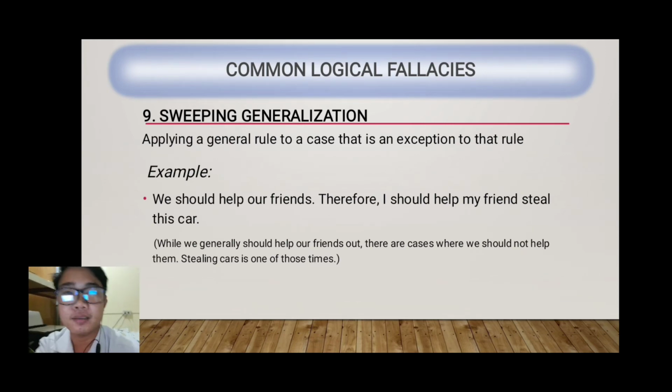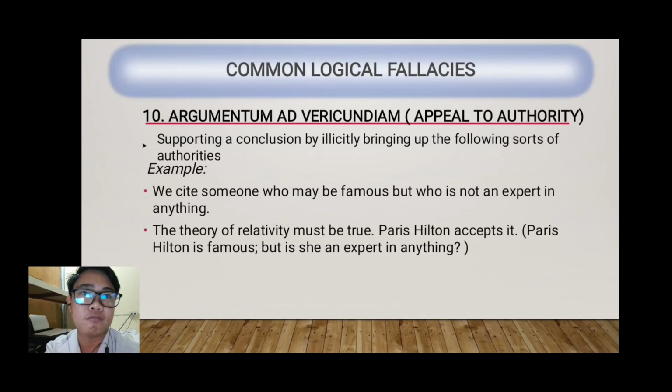Alright. Very common din. Number 10. Argumentum ad vericondum, or what we call appeal to authority. It is supporting a conclusion by illicitly bringing up the following source of authorities. Let me give you an example. We cite someone who may be famous but who is not an expert in anything. The theory of relativity must be true. That is a good example, no? Paris Hilton accepts it. Do you think Paris Hilton is an authorized person to tell you that the theory of relativity is true?